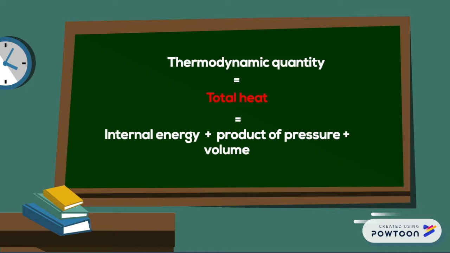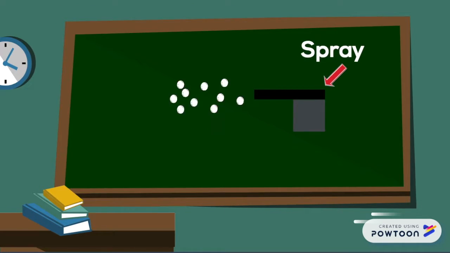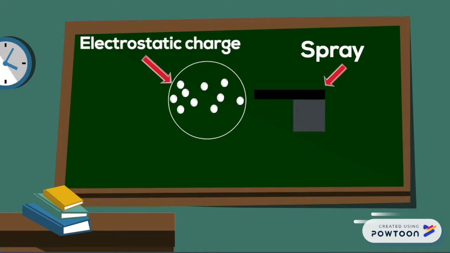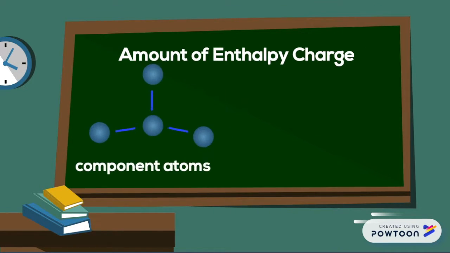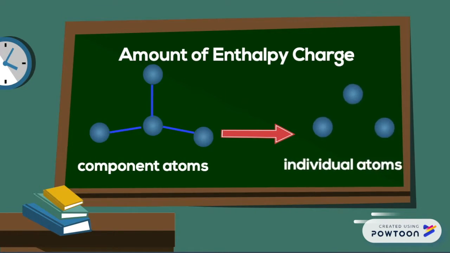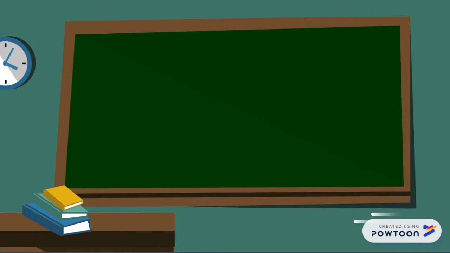With electrostatic atomization, the electrostatic forces are used to atomize the fluid. In electrostatic spray charging, the spray is usually atomized by airless, air spray, or rotary means. An electrostatic charge is then applied to the droplets as they form to help attract them to the work surface. Basically, enthalpy of atomization is the amount of enthalpy change when a compound's bonds are broken and the component atoms are reduced to individual atoms.